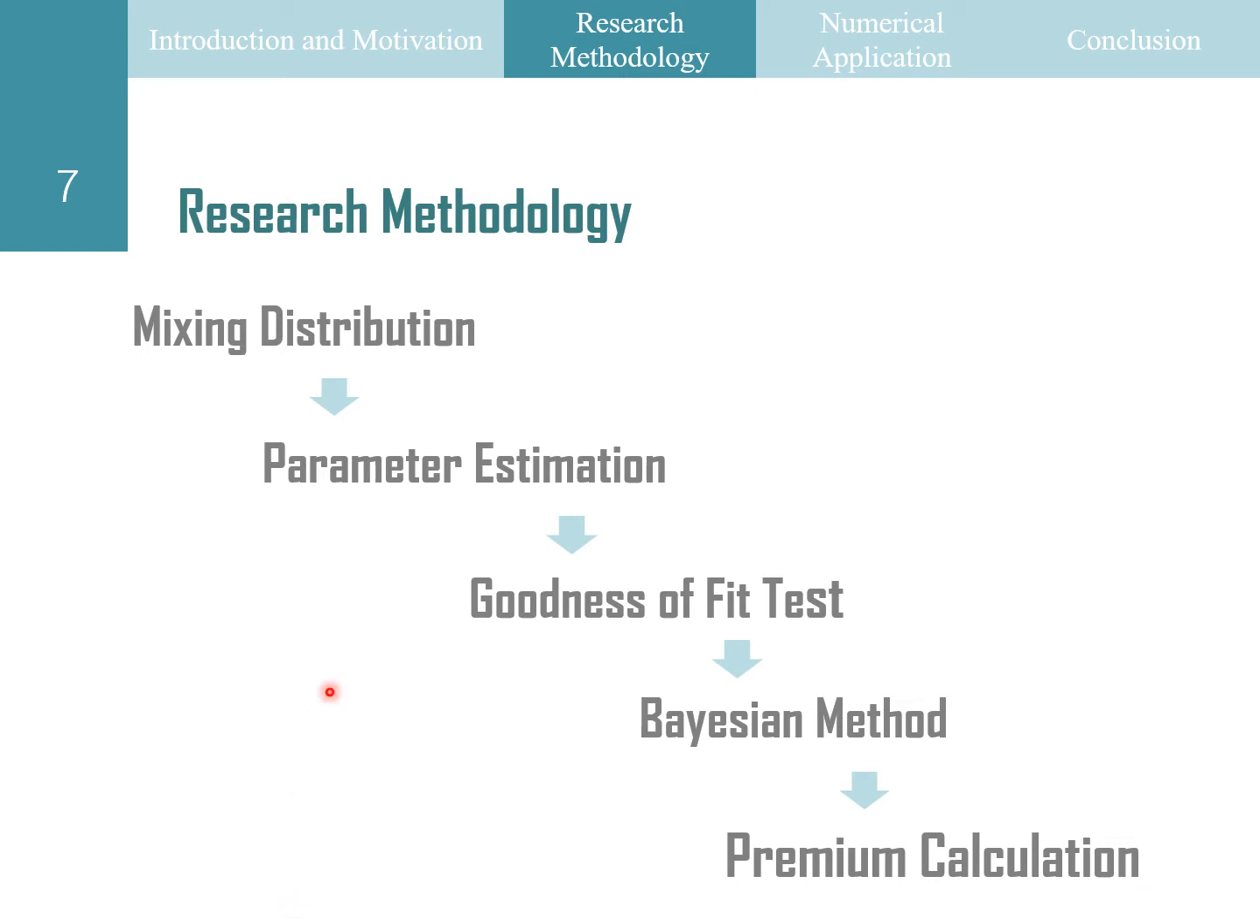The first step, I will talk about the mixing distribution, which provides a better fit to the claim data. After that, estimate the parameters of the mixed distribution and use the goodness of fit test to test the model. Then, use the Bayesian method to obtain the posterior distribution function. And finally, price the insurance premium. The Bayesian bonus-malus premium that must be paid fairly by all policyholders in the portfolio is equal to the product of the Bayesian premium for both the frequency component and the severity component.